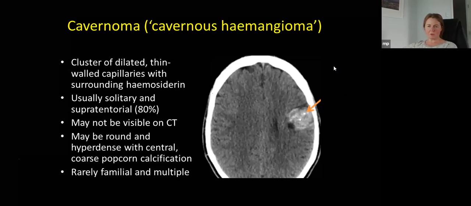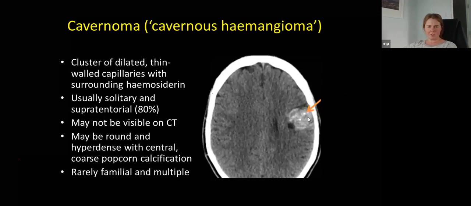Cavernomas can be quite tricky, especially in patients with trauma. You think, okay, is this a hemorrhage or is it a cavernoma? Well, and also people can forget about cavernomas. So they tend to be relatively well defined. It's a cluster of capillaries with surrounding hemosiderin. They're usually supratentorial, but not always, and they're usually solitary, but not always. Like I say, sometimes it can be quite hard to see.